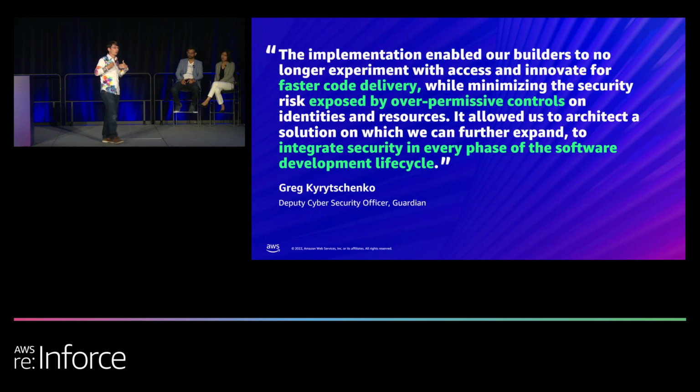We've shown you a lot of technical aspects today, but this also has clear visibility and respect from our senior leaders. This is a quote from our deputy CISO, Greg Kay. Sorry, I cannot say your last name, Greg. This is a quote from him that basically says, look, we can fastly deploy code while also making sure that our controls aren't over-permissive. This supports the overarching trend in the industry to shift left with security and blur the lines between the organizations.